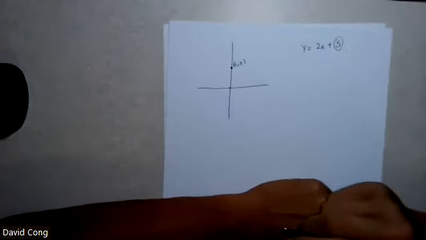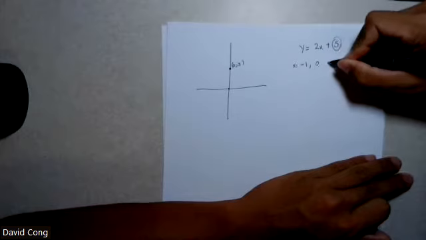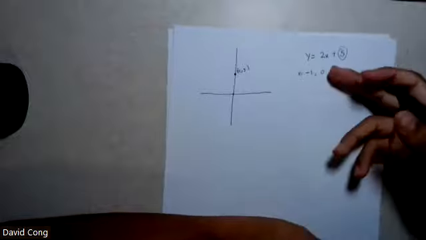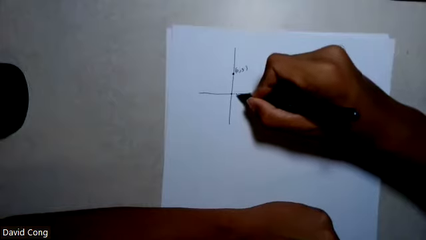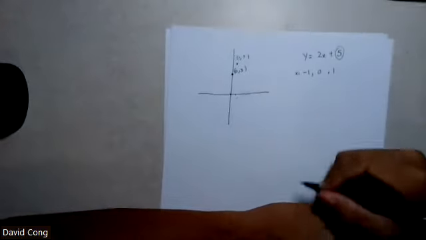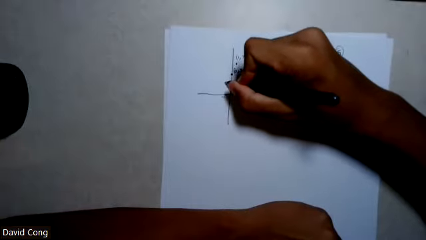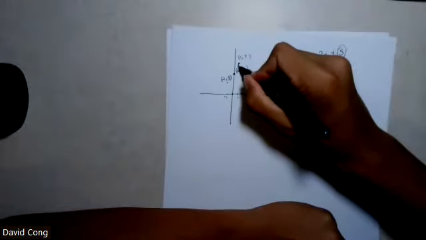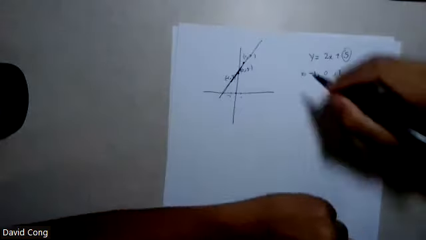So now we plug in values. When given these, you always want to plug in x equals -1, 0, and 1. Those are the easiest to calculate. So when x equals 0, it's 0, 5. When x equals 1, you get 7. So we have 1, 7. Now when x equals -1, we have -2 plus 5, which is 3. So we have -1, 3. And now we'd connect these over a ruler. We'd extend it. And that would be our line.